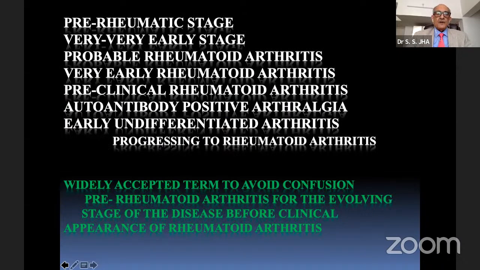Friends, I just talked about pre-arthritis only to lead to our further discussion on what we would like to call the pre-rheumatoid stage, the evolving stage of the disease before clinical appearance of rheumatoid arthritis takes place. Now, this is the widely accepted term to avoid confusion amongst an array of various nomenclatures like very early stage, probable rheumatoid arthritis, very early rheumatoid arthritis, preclinical rheumatoid arthritis, auto-antibody positive arthralgia, early undifferentiated arthritis, progressing to rheumatoid arthritis. So friends, we do accept the terminology pre-rheumatoid arthritis for the evolving disease.